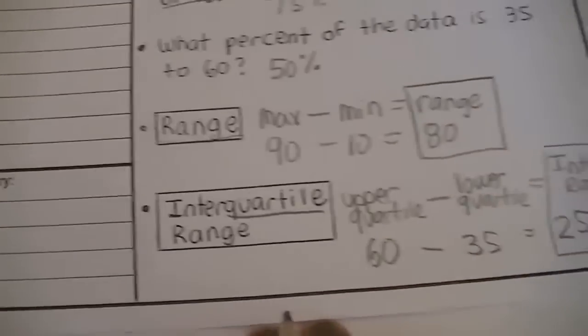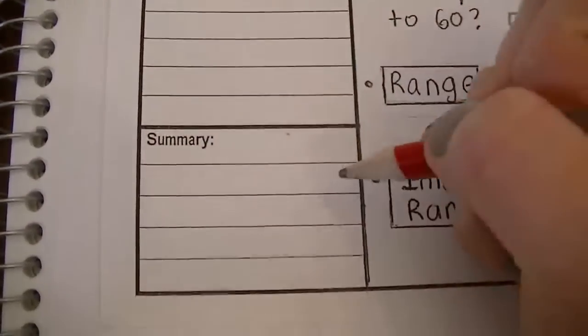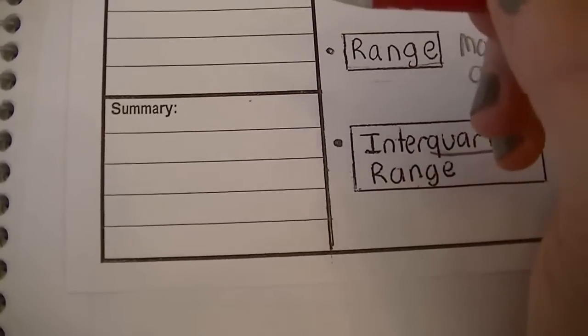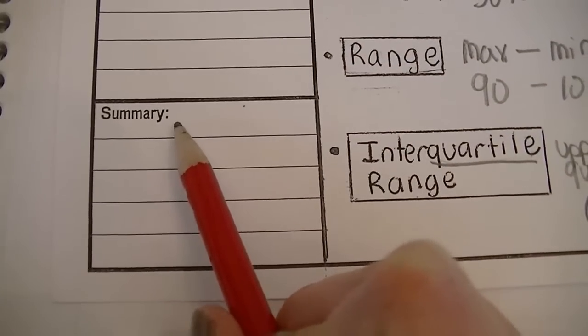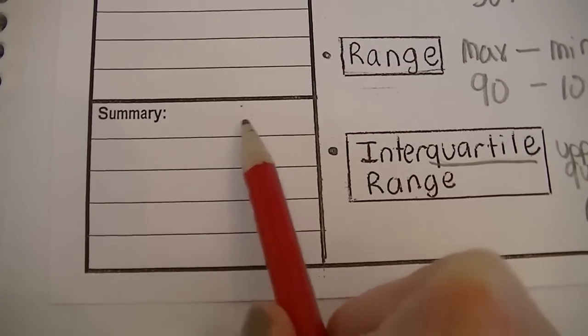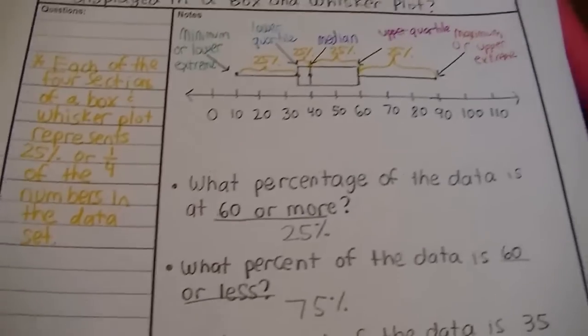Okay. For your summary, I want you to answer this question. And I'm not going to write it down because I want to know who's listening to the video and who's not. For your summary, I want you to summarize how to find the range and how to find the interquartile range from a box and whisker plot.